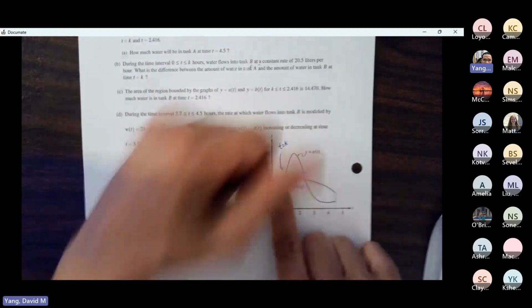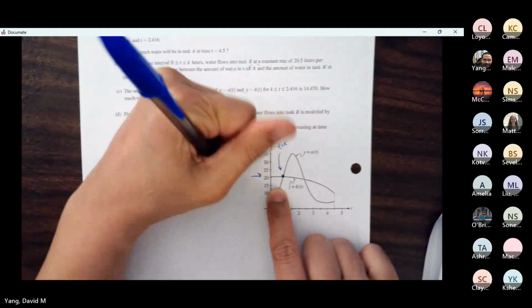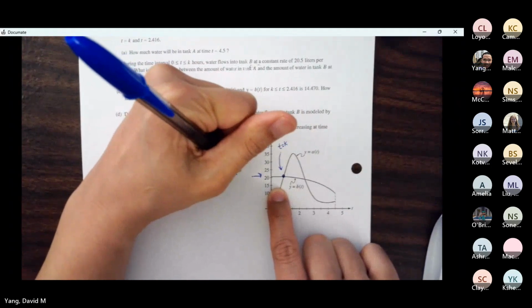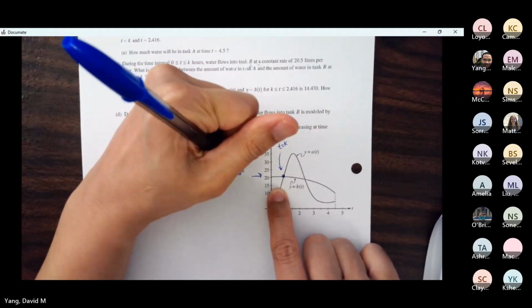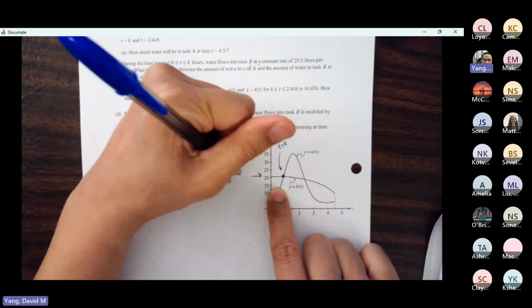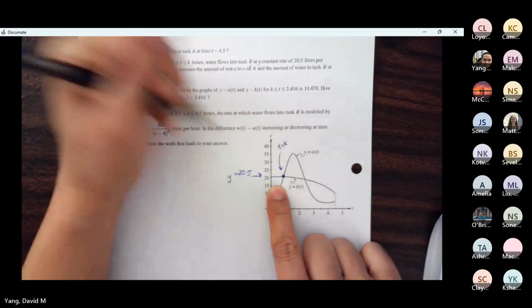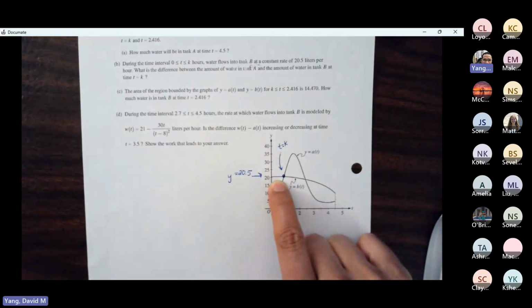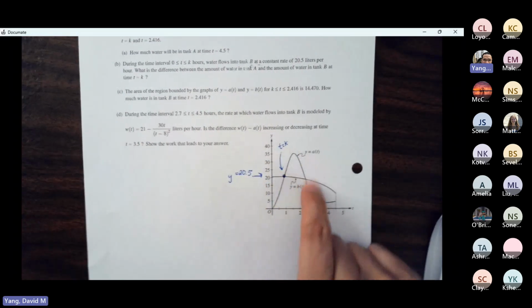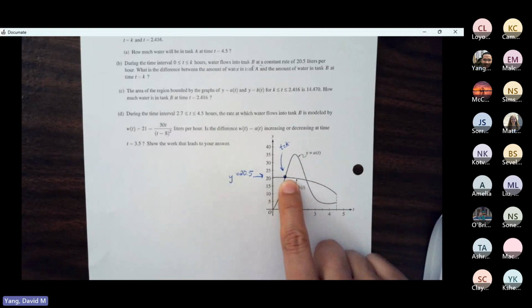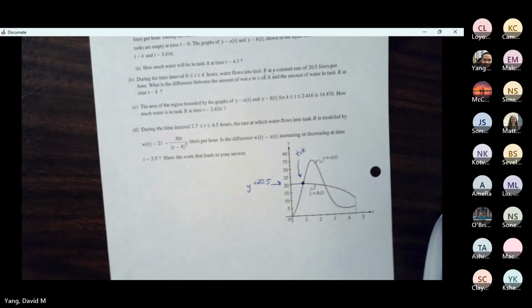So if we know that this y value, or B of t at this point, is equal to 20.5, then what we can do is graph 20.5, and graph the curve A of t, and look for that t equals k intersection. So let me see if I can do that.